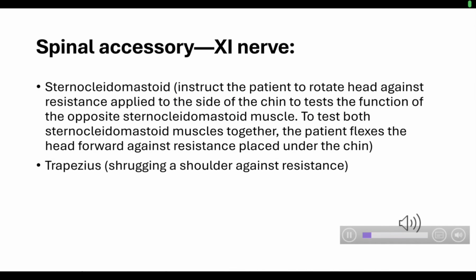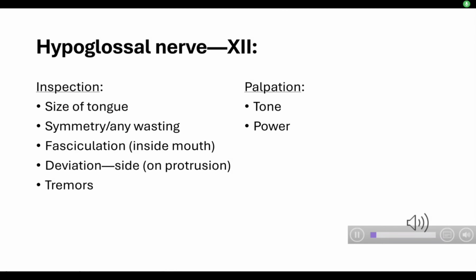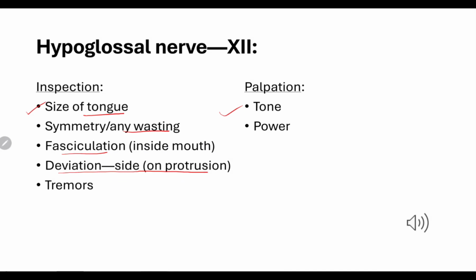We finish the cranial nerves with 11 and 12. For cranial nerve 11, test the sternocleidomastoid and trapezius muscles against resistance via head rotation and shoulder shrugging. For cranial nerve 12, inspect the tongue inside the mouth for wasting or fasciculations. Then check for deviation upon protrusion, alongside its tone and power. And just like that, your cranial nerve screening is structurally complete.